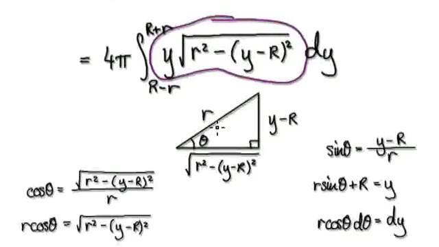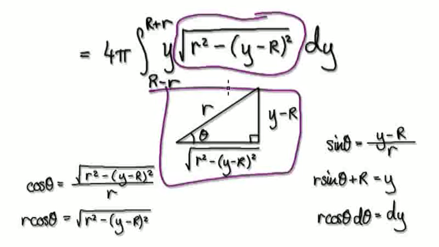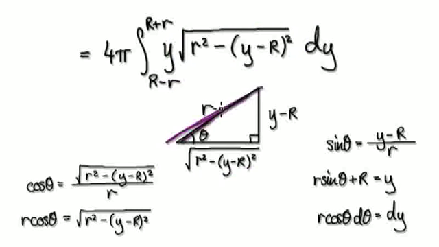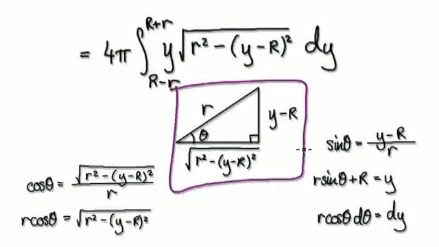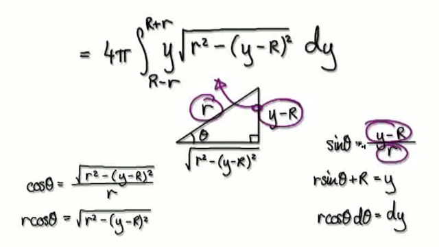To integrate this, your eyes should zoom into this bit here, and then create your triangle in such a way that this will be true. If you make the hypotenuse r and the opposite y minus r, then the adjacent will have no choice but to be this. Once you've created your triangle, you can immediately obtain this, because sine theta will be opposite over hypotenuse.